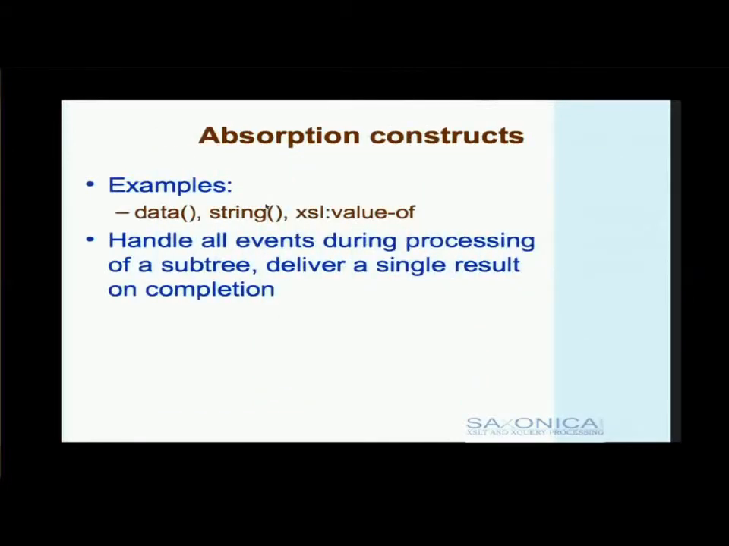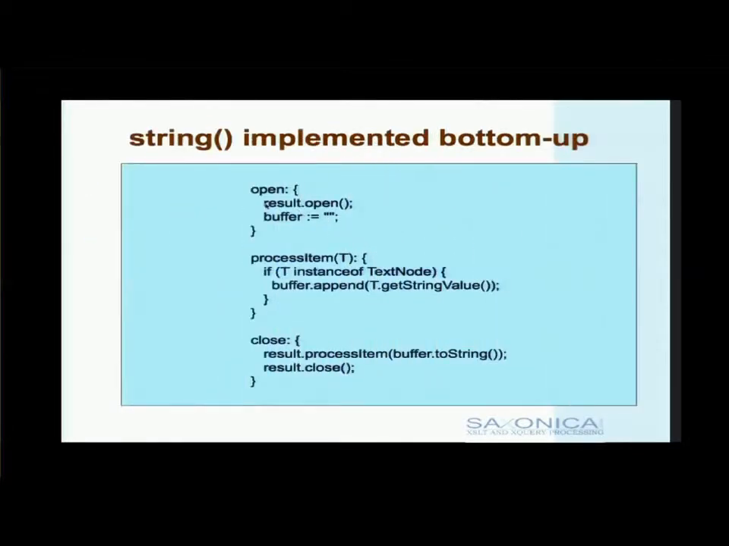Absorption constructs are a bit more complicated. What absorption does is to say, read the whole subtree underneath where I am. So data and string and xsl:value-of all fall into that category. But they essentially follow the same kind of model. Here's the string function. When you start, you initialize a buffer. When an item comes in, you say if it's a text node, then add it to the buffer. If it's not a text node, then it's not going to contribute to the string value, so you can ignore it. But this time I need to process all the nodes at every level of depth within that subtree.